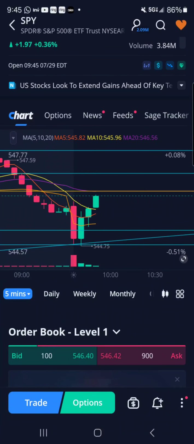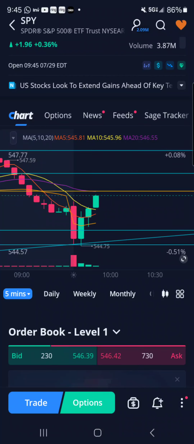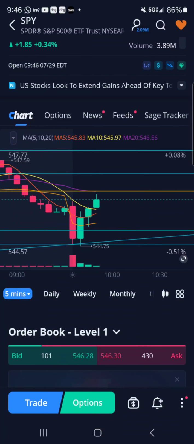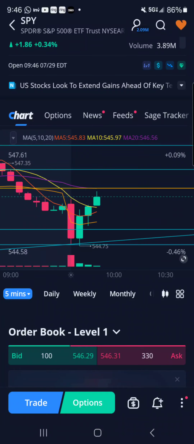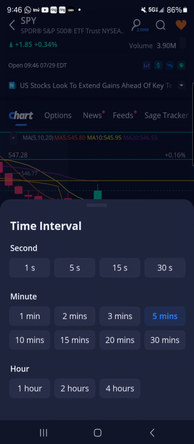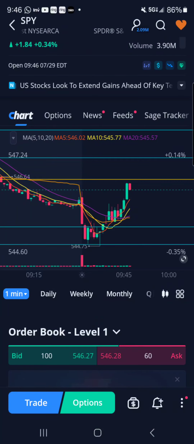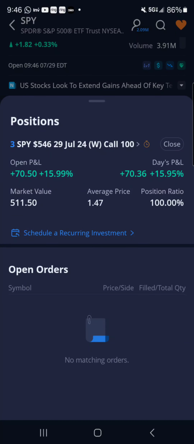So this yellow line would be target 1, this would be target 2, this would be target 3. How I'm gonna trade this: each time it hits a target, I'm gonna set a stop loss just to see if it reverses at that target. That's what's going on right now. It's struggling at that first target. See? Got rejection there. We're still up $70.